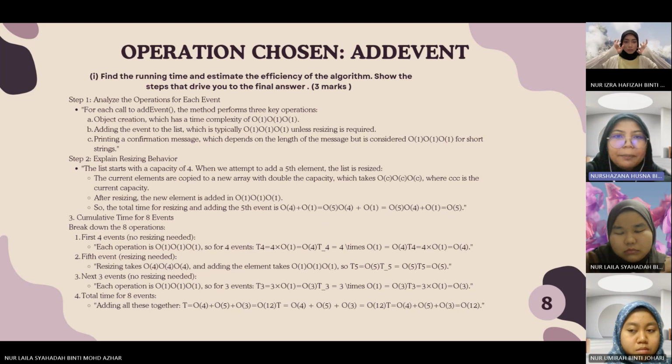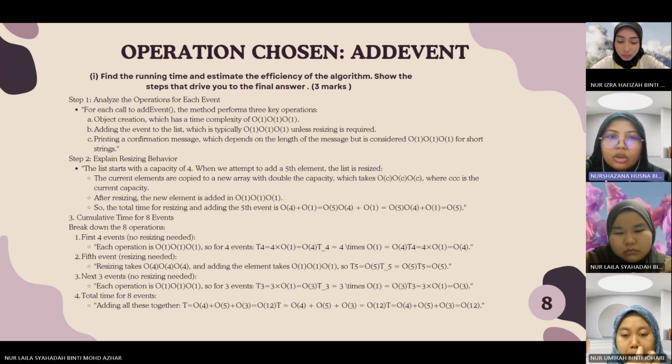And then the cumulative time for the 8 events, so we break down the 8 operations. The first 4 events need no resizing, each operation is big O of 1. So the time for 4 events is 4 times big O of 1, which is big O of 4. And then for the fifth event, resizing is needed, which takes big O of 4, and then adding the element takes big O of 1. So the time for the fifth event is big O of 5.